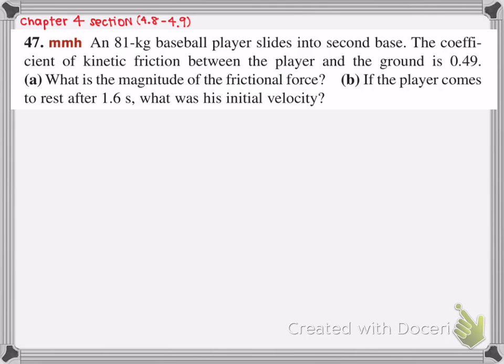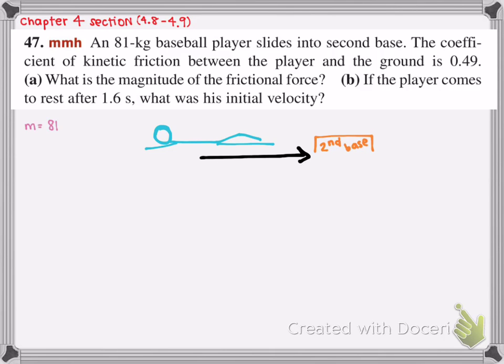Today we're going to be solving number 47 in chapter 4, section 4.8 through 4.9. It states, an 81 kilogram baseball player slides into second base. The coefficient of kinetic friction between the player and the ground is 0.49. A. What is the magnitude of the frictional force?